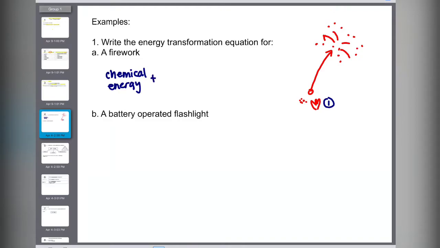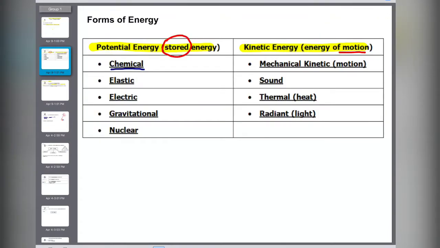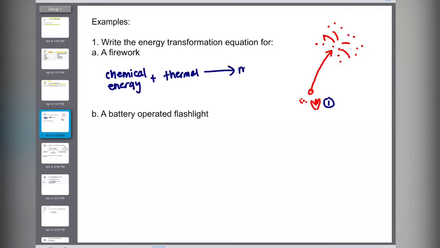And then with the chemical energy, we're going to put in the fire, which is thermal energy, and then it's going to be transformed into, first of all, it's going to start moving, so it's going to have mechanical energy that is now shooting, is moving. So I'm going to have mechanical energy.